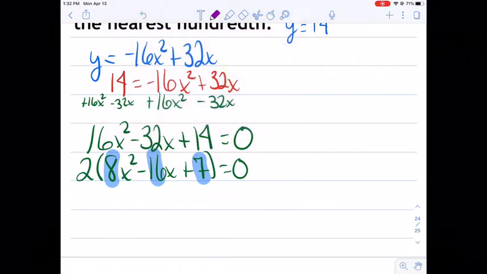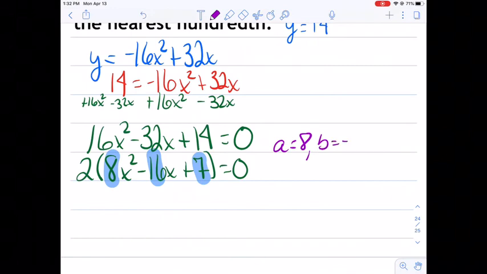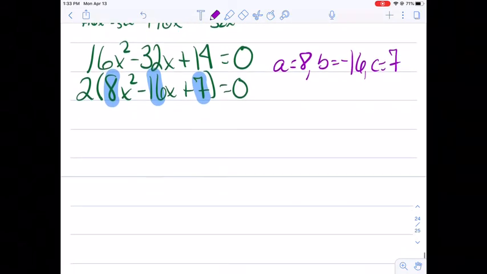Okay, so here's what we're going to do. Remember, A is 8 this time, B is negative 16, and C is 7. Now, it would work if you didn't factor out the 2. It just makes your calculations a lot more complicated because you have larger numbers to work with. So if you don't want to factor out the 2, it's no harm, no foul. It's just going to make your numbers larger to work with. I like working with smaller numbers.